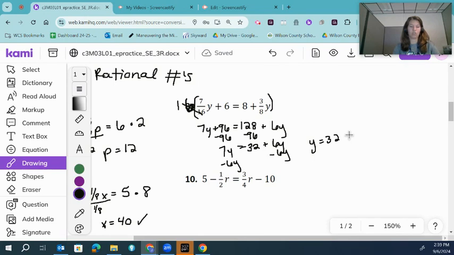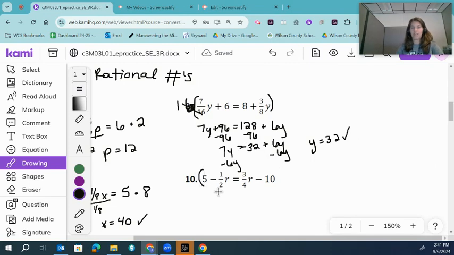7/16 times 32 plus 6 gives you 20. And then 8 plus 3/8 times 32 also gives me 20. So this is correct. Let's do another one just like this below.